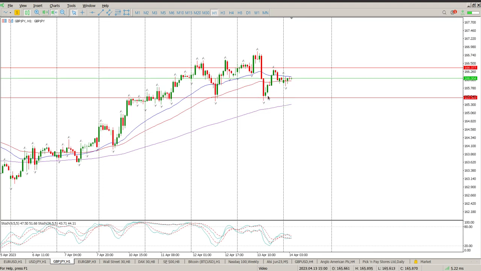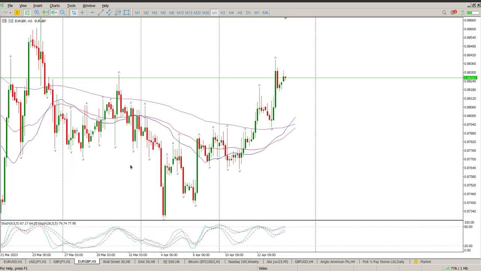You can see trend is up, but we don't really have a direction. Just sort of trying to form a megaphone formation. Trend is definitely up, but we're just hovering here between the moving averages. Oscillator's not giving us anything either, so that one for me is a sit on hands. And lastly, Euro British pound.